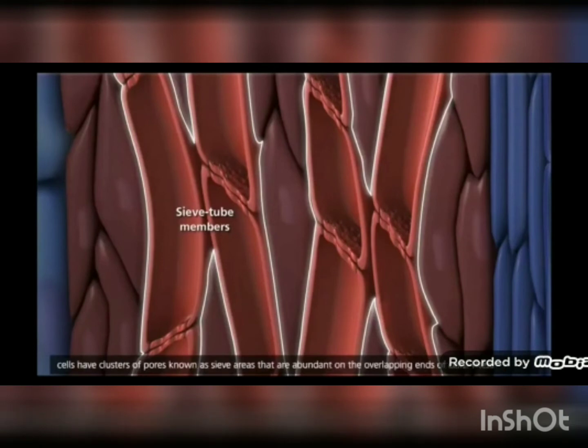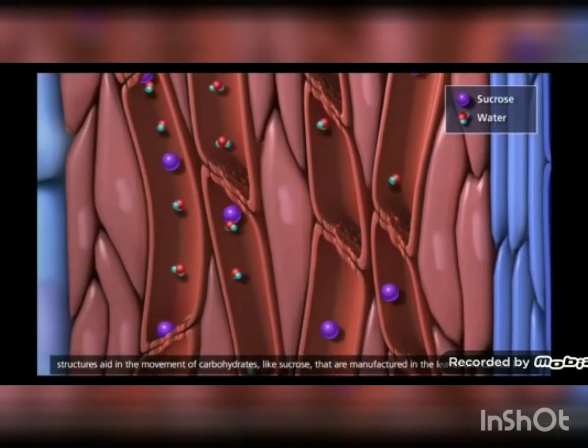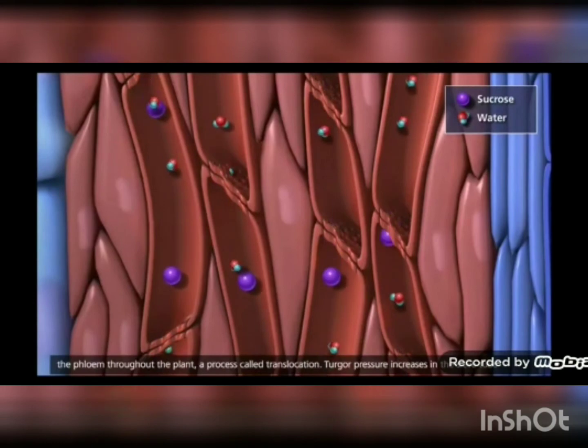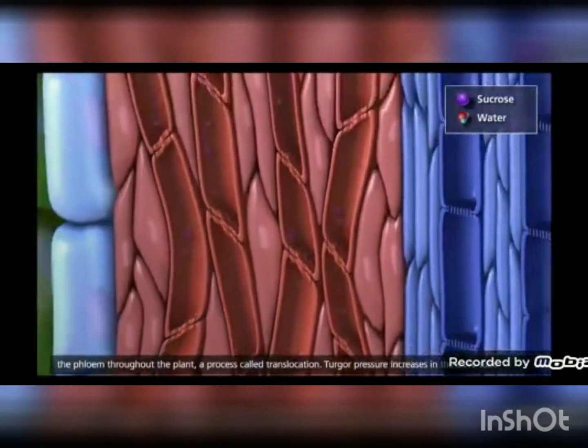Both types of cells have clusters of pores known as sieve areas that are abundant on the overlapping ends of cells. These structures aid in the movement of carbohydrates, like sucrose, that are manufactured in the leaves and carried in the phloem throughout the plant, a process called translocation.